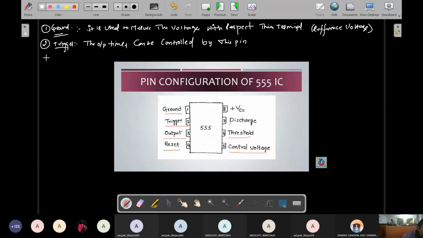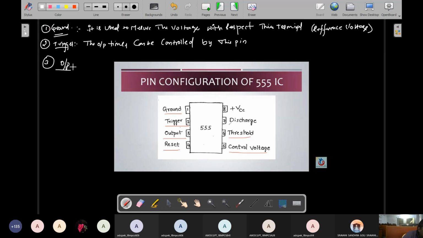Simply remember, trigger is nothing but the output timer can be controlled by this pin. Whatever output we are delivering through this pin 3, that timer output will be controlled by this trigger circuit. And the third point is output.